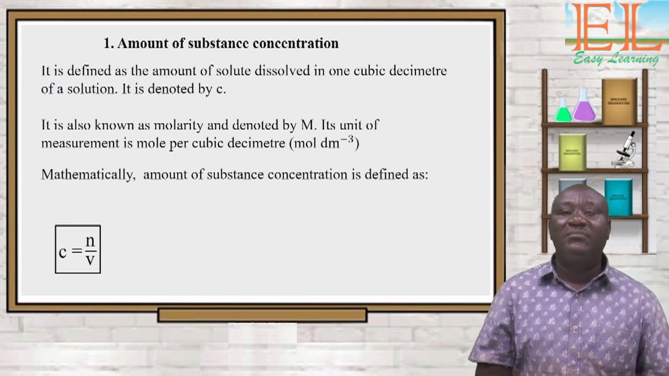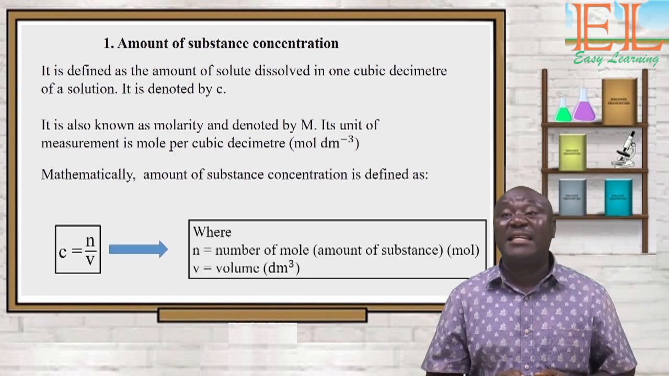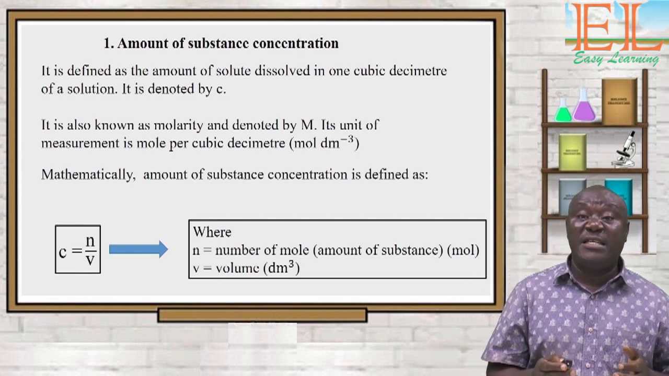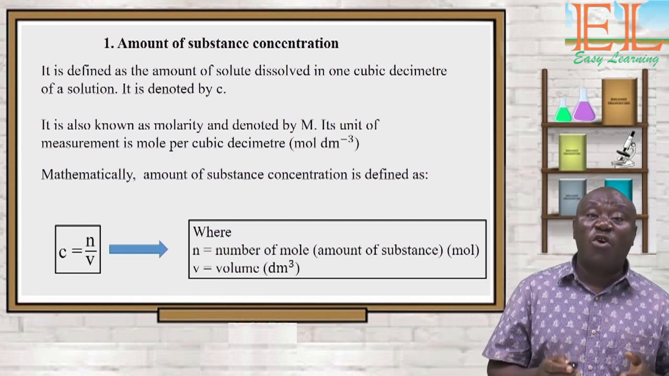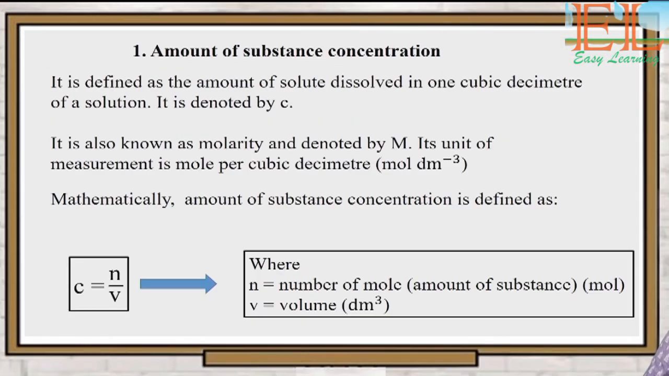where n is a fundamental quantity called amount of substance or number of moles. Its unit is mole and its symbol is mol. And V is the volume of the solution, not the solvent, but the solution. And it is measured in dm cube, cubic decimeter.